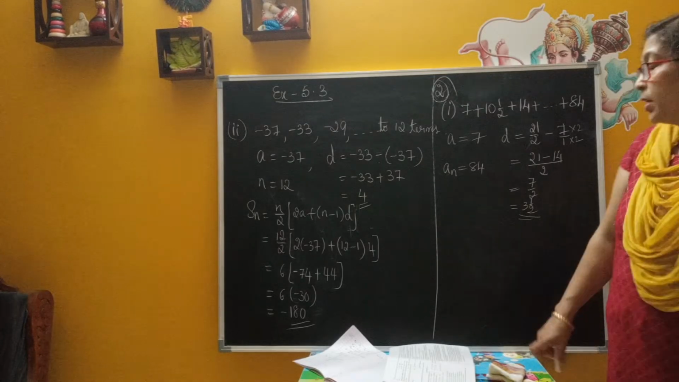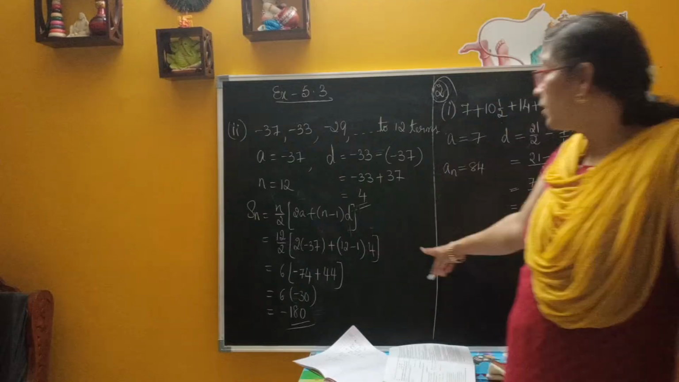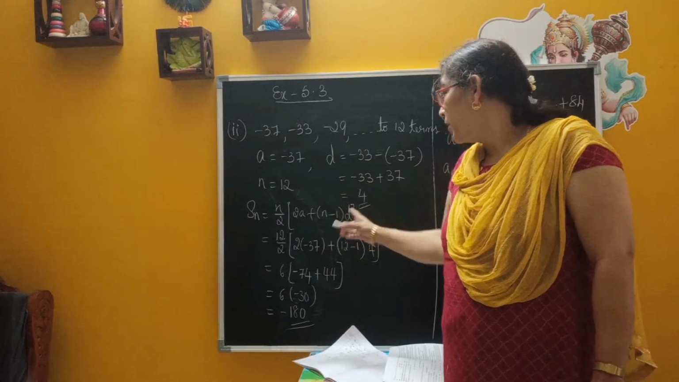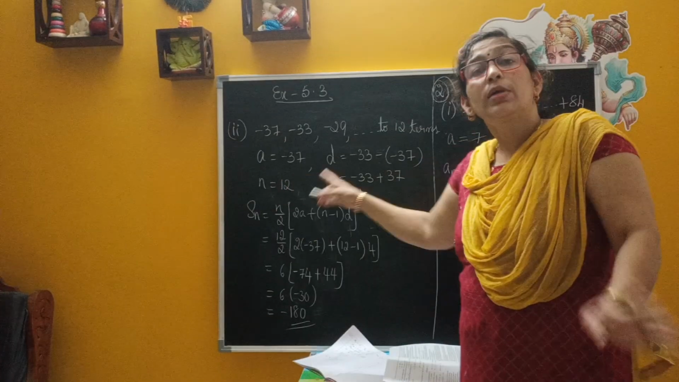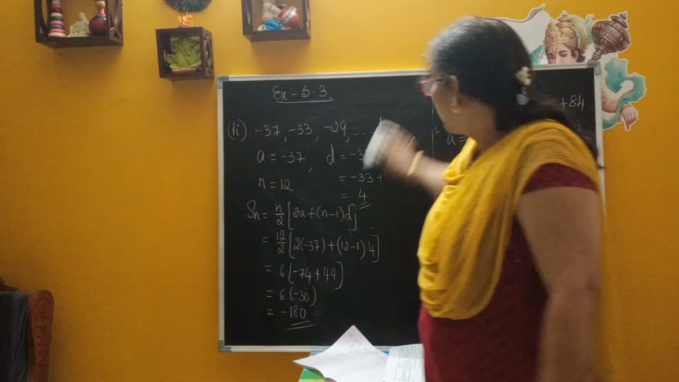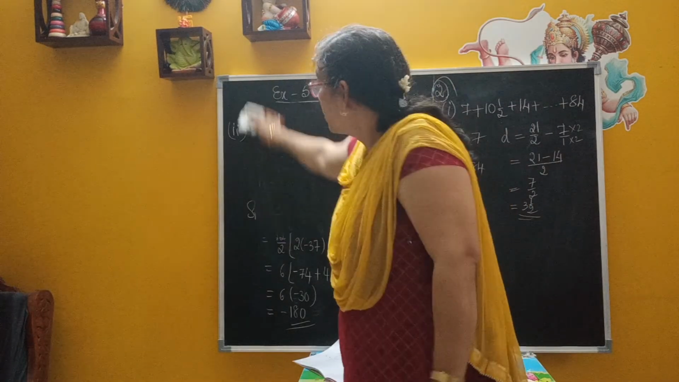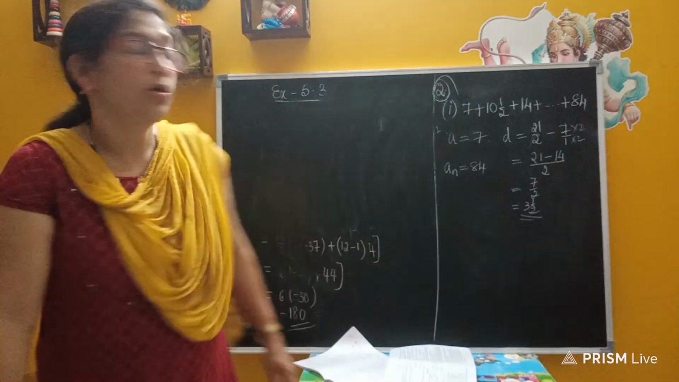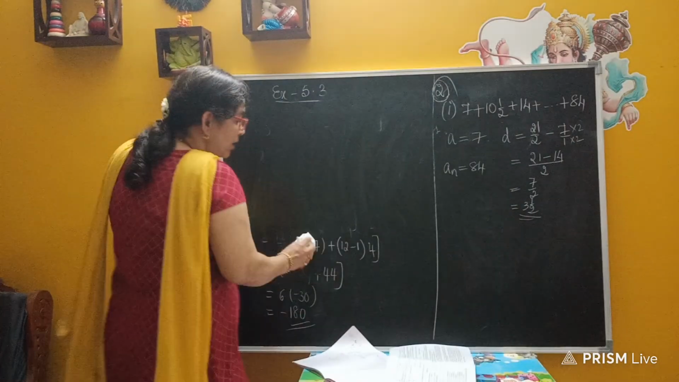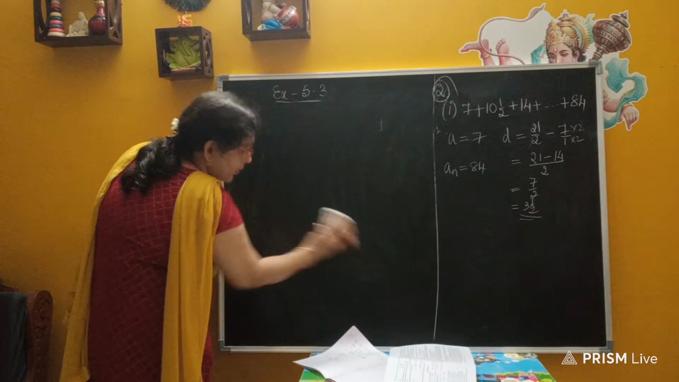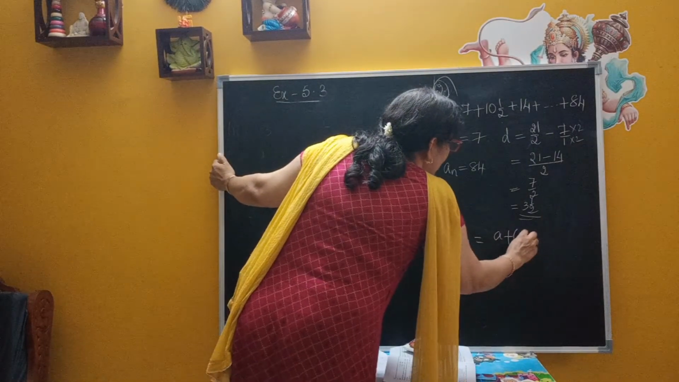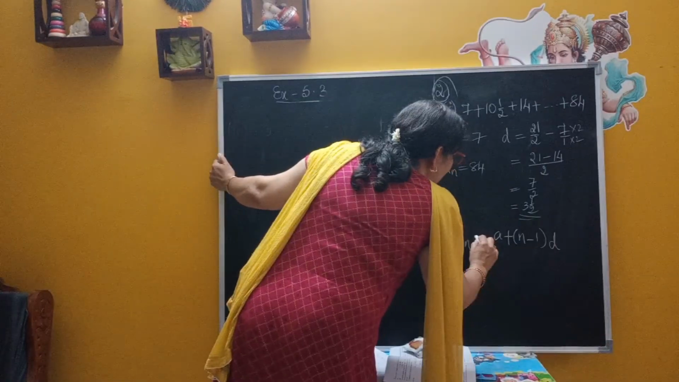To find the sum, if you want to use this formula, what is required? We need N value, N by 2 into 2A plus N minus 1 into D. Okay. Or even if you want to use the formula, Sn is equal to N by 2 into A plus L, or N by 2 into A plus An. For that also what is required? You need to find the value of N. So how do you find? First, using An value, find the value of N. Okay. So An is equal to A plus N minus 1 into D. This is the formula.